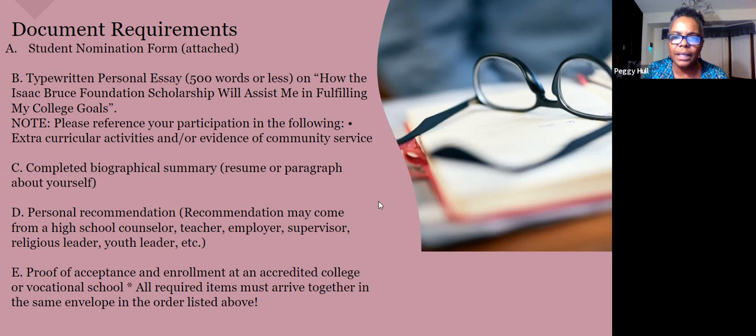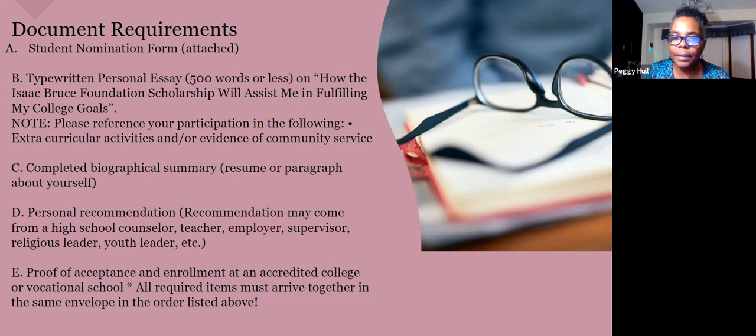The next thing is to complete a biographical summary. That would be your resume or a paragraph about yourself. So look at it like this. If you've already done that resume and you started working on that resume early and you just kept adding all your activities, your community service, your extracurricular activities, you literally would have this part of the application completed because you would already have that done and in your Google Drive.